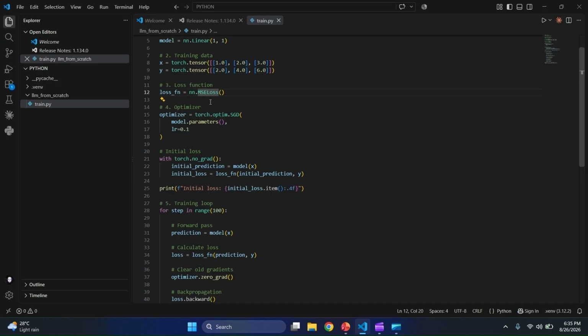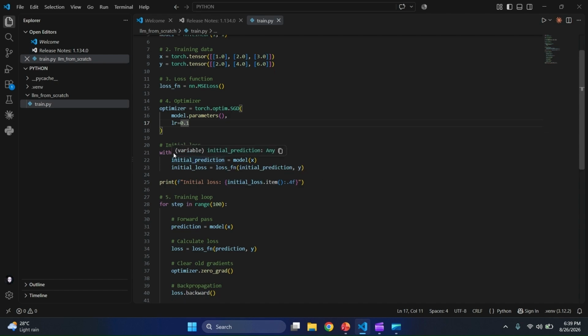Next, I need a way to measure how wrong the model is. So I'm using mean squared error, or MSE. This compares the model's prediction with the actual values, and it gives us the model loss. Now I create the optimizer. I'm using SGD, which stands for stochastic gradient descent, and I give it the model parameters and the learning rate. The optimizer will use the gradients to update those parameters, and the learning rate basically controls how big each update is.